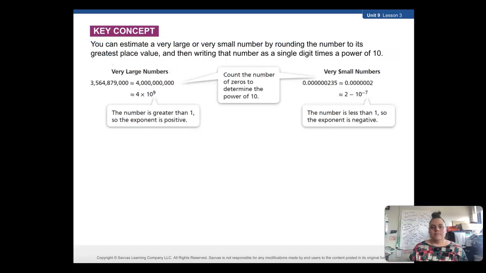Our key concept summary: you can estimate very large or very small numbers by rounding a number to the greatest place value, and then writing that number as a single digit times a power of 10. So very large numbers, you're going to have a number that's greater than 1, so the exponent is positive, and very small numbers, you're going to have a number that's less than 1, so the exponent is negative. Count the number of zeros to help you determine the power of 10.